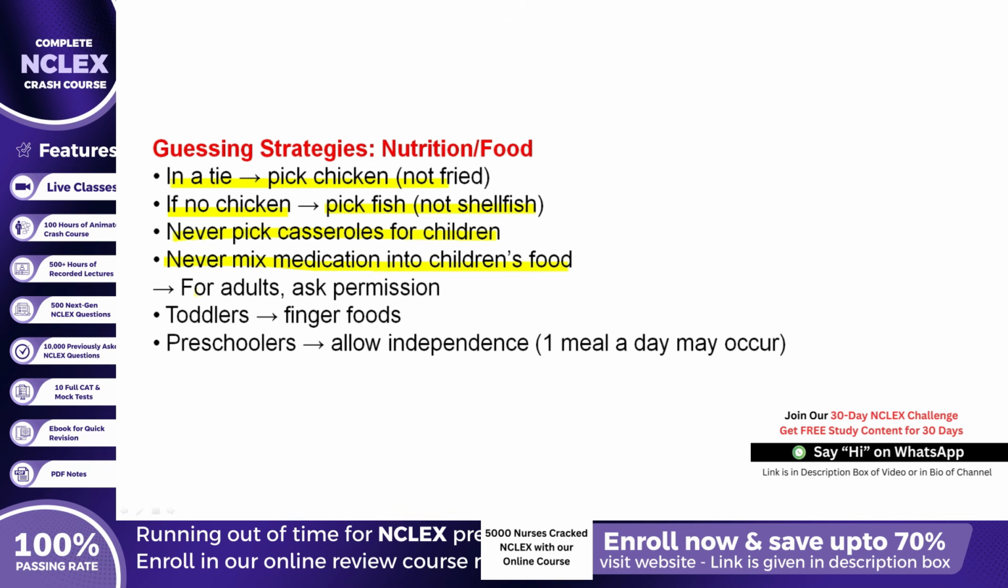And for adults, you should ask permission. Toddlers should be offered finger foods to support their developmental needs. And preschoolers should be allowed independence, remembering that one meal a day may occur at this age.